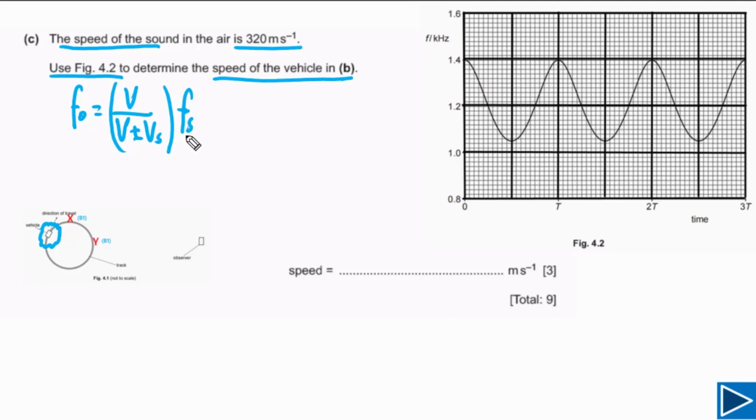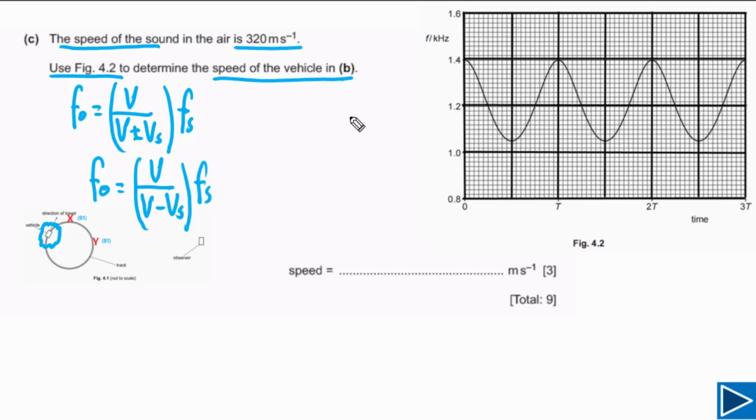In this question, we need to calculate Vs. So we have two options. We can take the minimum frequency, or we can take the maximum frequency. Meaning when the source is approaching or when the source is moving away. I will take when the source is approaching. So I will be using f0 is equal to V over V minus Vs, times fs. When the source is approaching, I will be using V minus Vs. So this is the frequency of the sound produced by source.